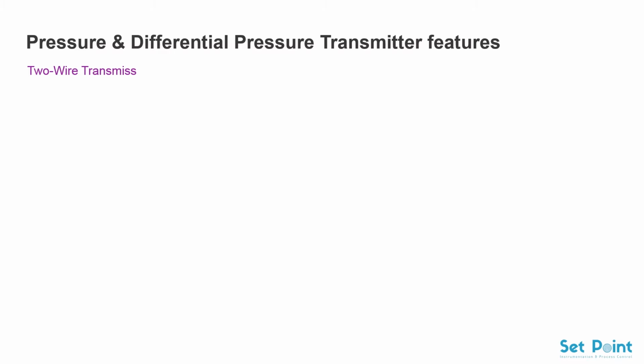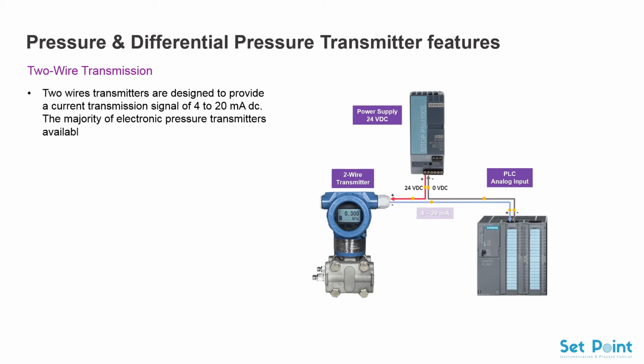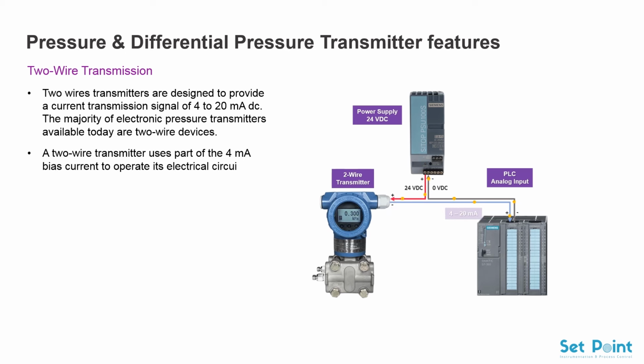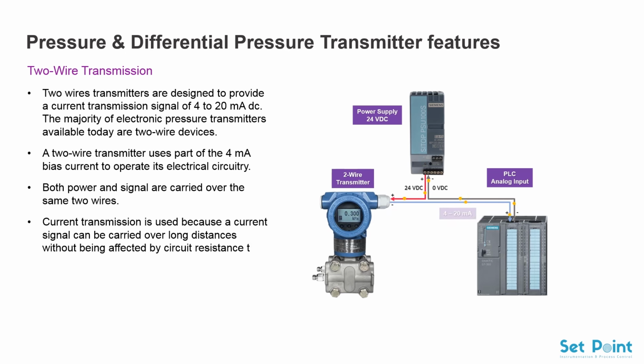Two-wire transmission. Two-wire transmitters are designed to provide a current transmission signal of 4 to 20 mA DC. The majority of electronic pressure transmitters available today are two-wire devices. A two-wire transmitter uses part of the 4 mA bias current to operate its electrical circuitry. Both power and signal are carried over the same 2 wires. Current transmission is used because a current signal can be carried over long distances without being affected by circuit resistance that can change depending on length and temperature, as well as the quality and number of connections.